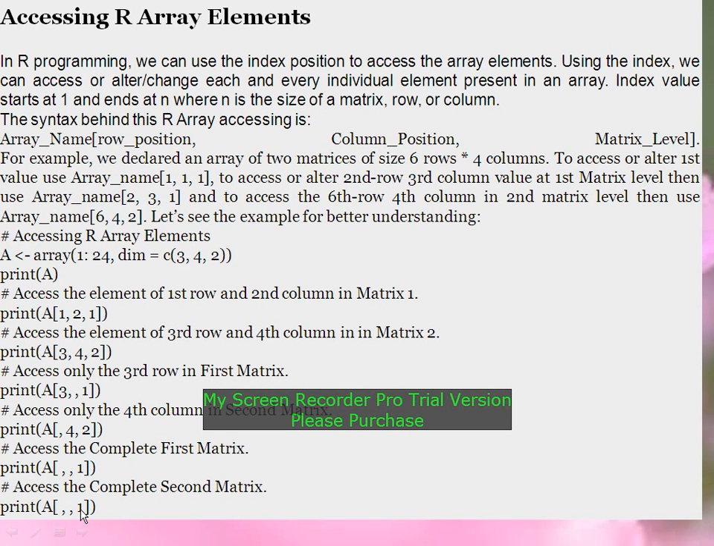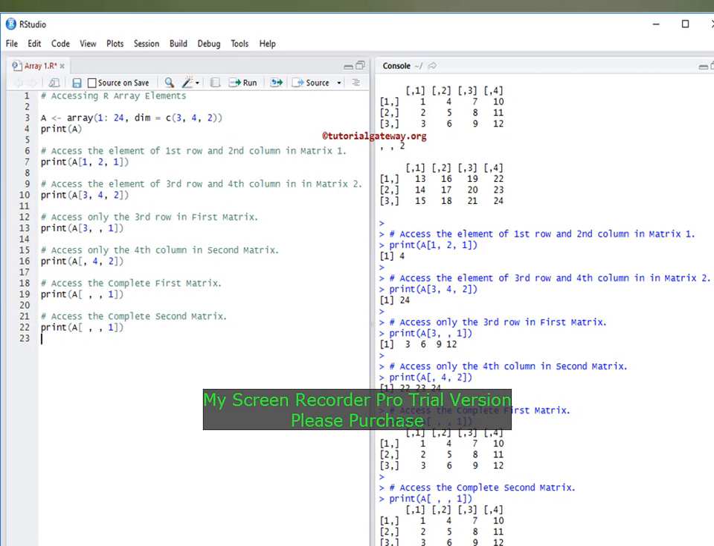Here you have to pass 2 by mistake. So this is how we can access the elements by using the index positions of row, column and matrix. So this is the output.